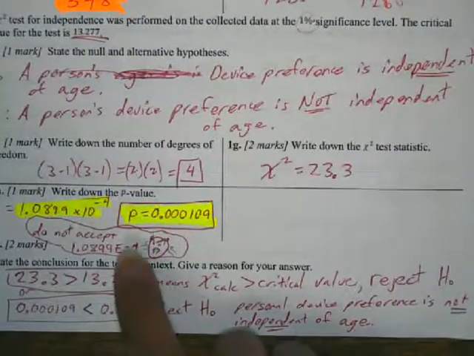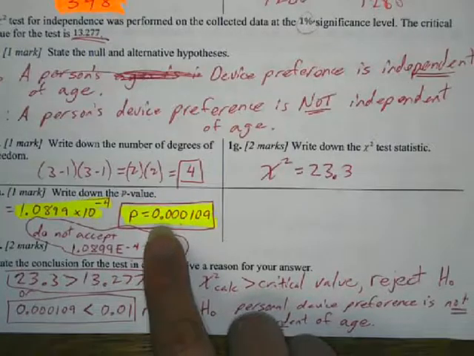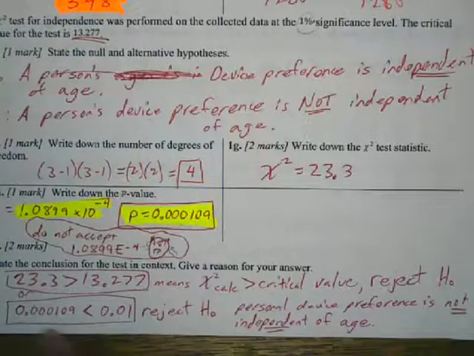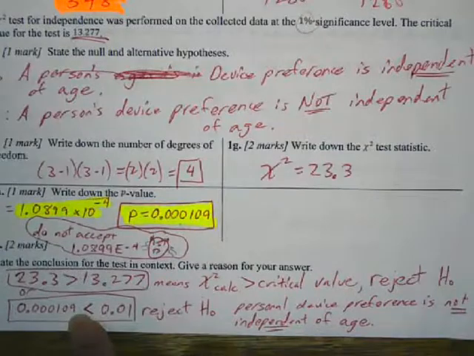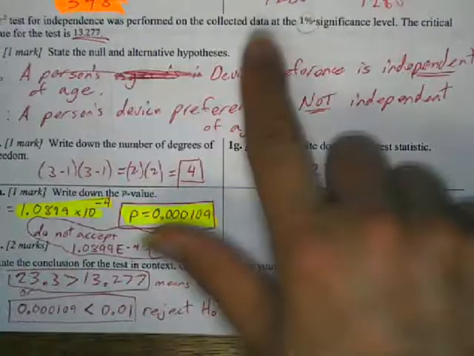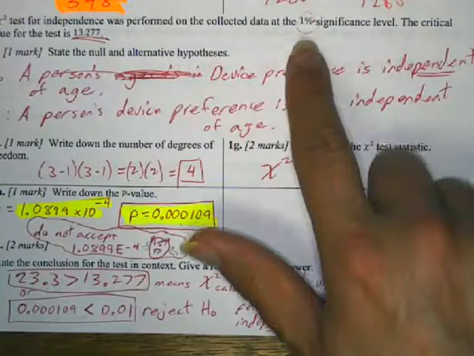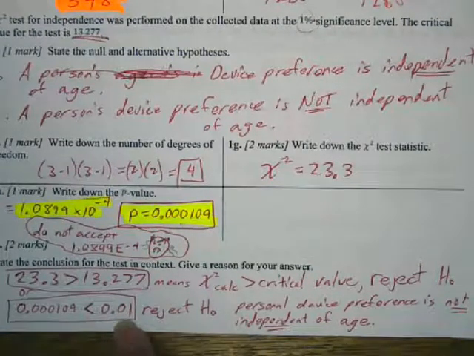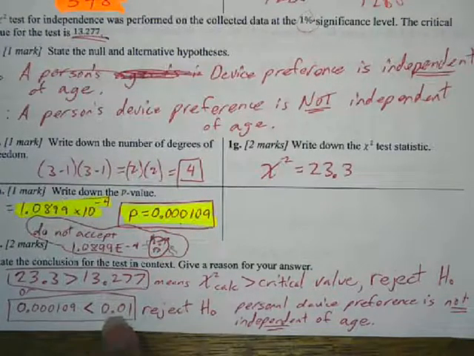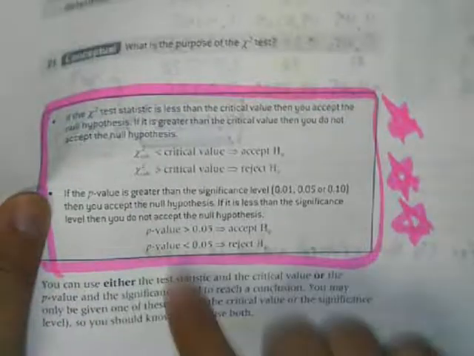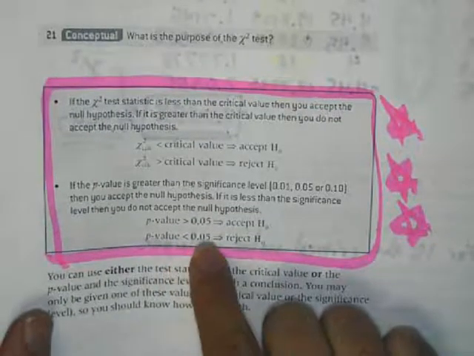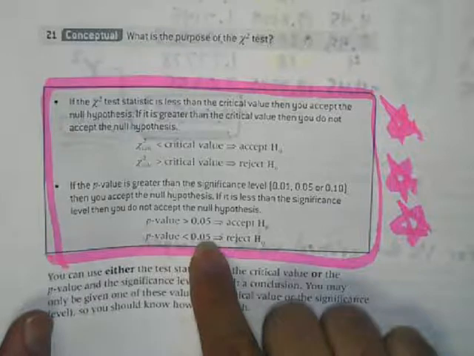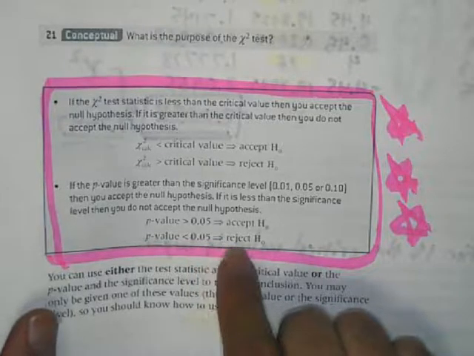Also, I could look at this p-value and notice this p-value is smaller than, let's see, we're doing this at 1% significance. So 0.01 is 1%. And this p-value is smaller than that. So whenever you have the p-value smaller than your percent significance, once again, we reject the null hypothesis.